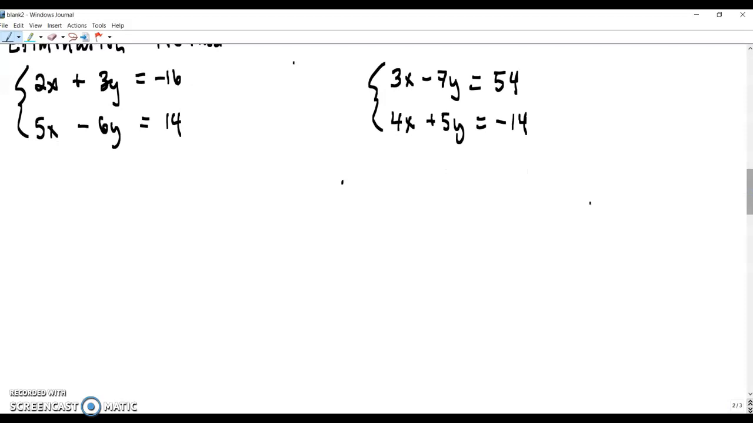Now, it would be great if I already had opposite coefficients, but I don't. So this first system, I've got 2x plus 3y equals negative 16, 5x minus 6y equals 14. I'm looking at 3 and 6. I can see 6 is a multiple. So the opposite of negative 6 would be a positive 6. I'll multiply my top equation by 2. So I get 4x plus 6y equals negative 32. You have to remember to multiply the entire thing. Second equation I don't need to change.